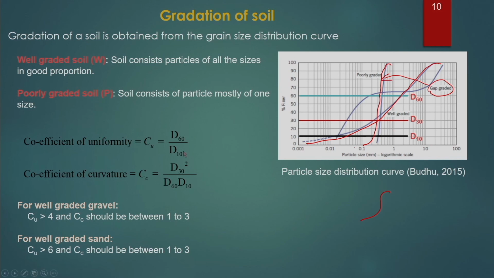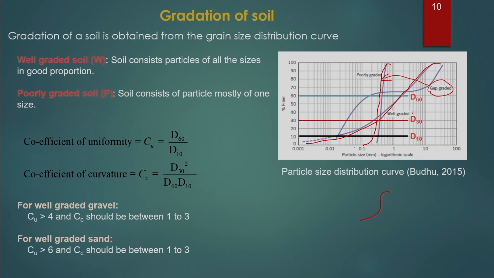Based on these 2 factors, the coefficient of uniformity and coefficient of curvature, we need to determine whether it is a well graded or poorly graded soil. So, coefficient of uniformity is defined as the ratio between D60 by D10. Similarly, the coefficient of curvature is defined as D30 square divided by D60 into D10. Then what is the meaning of D30, D60?